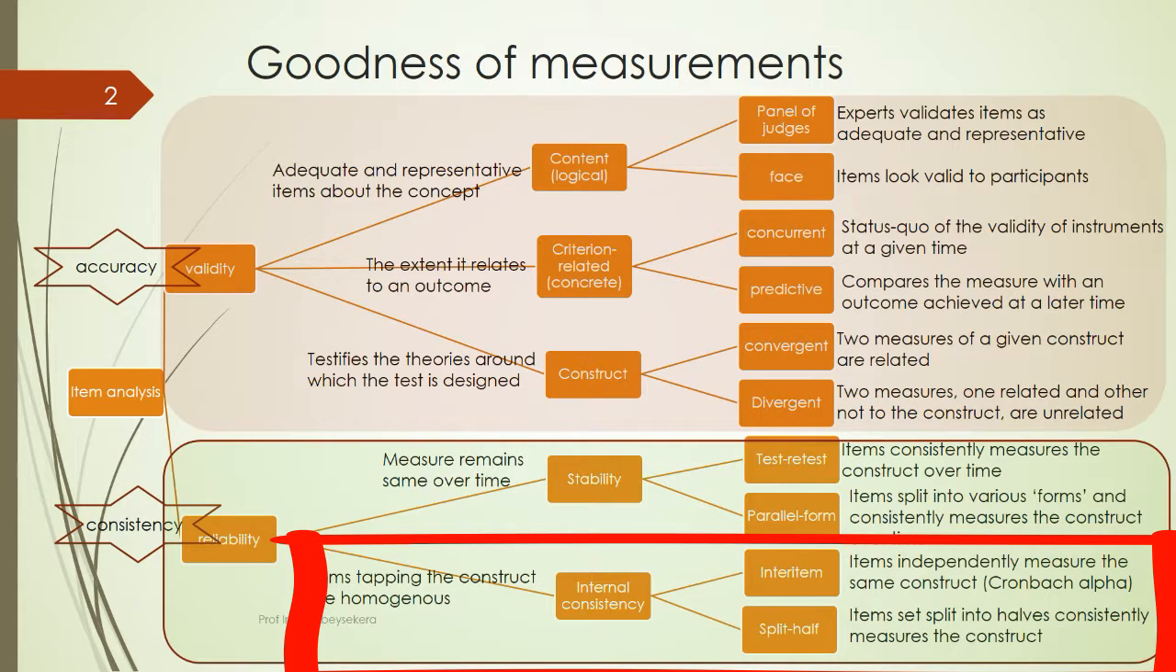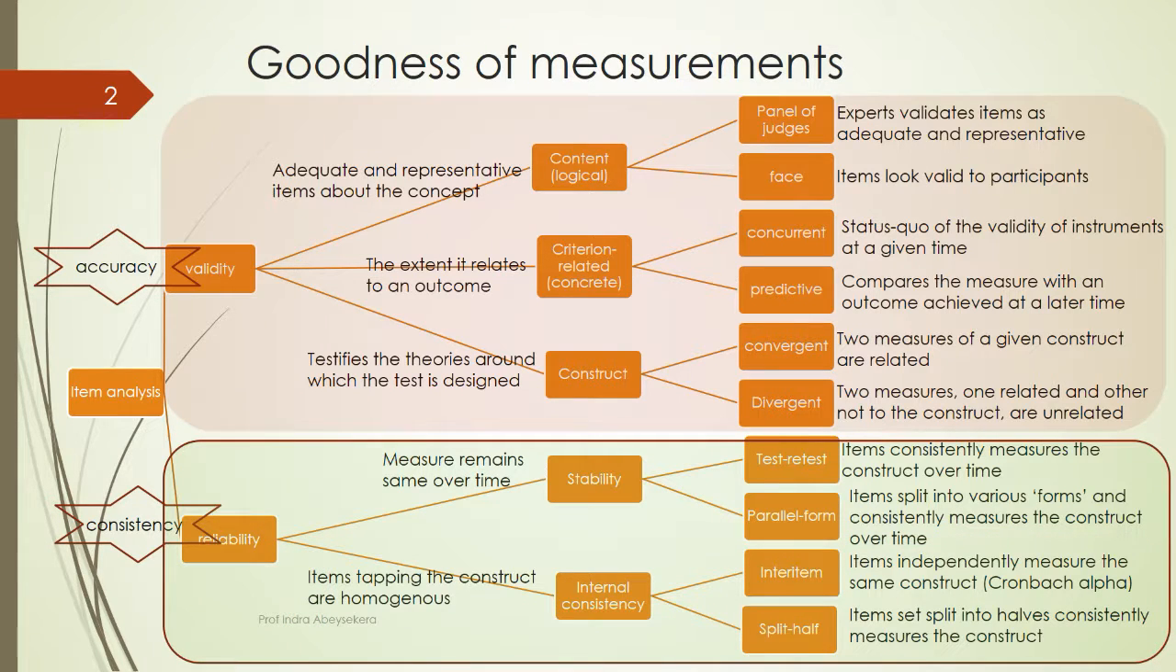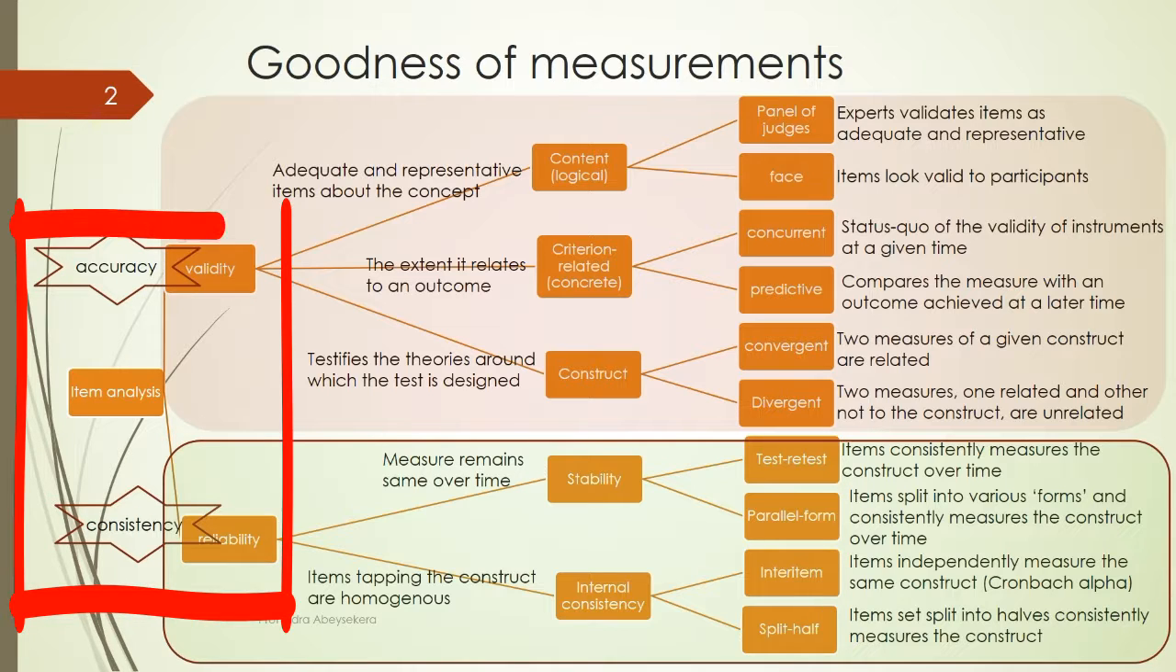Split half is where we split the items into two halves. It could be in various ways of two halves, and it measures the construct, and it should consistently measure the construct. So both validity and reliability are the two important aspects of item analysis.